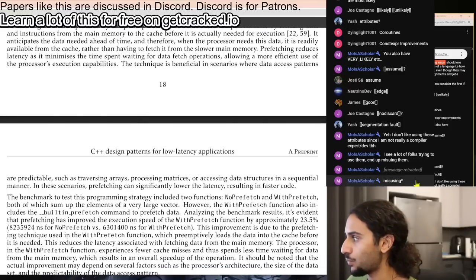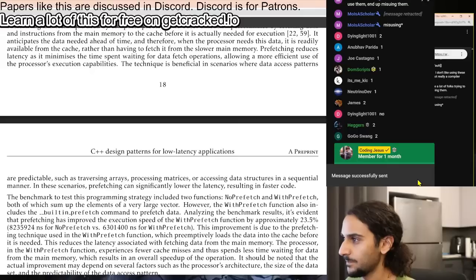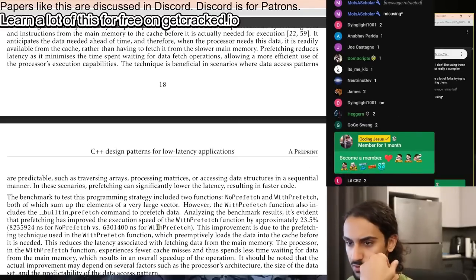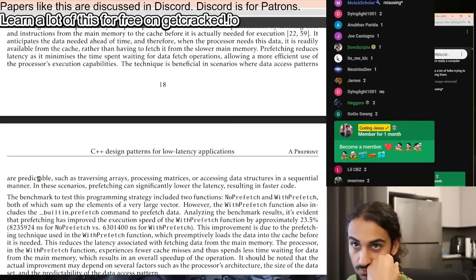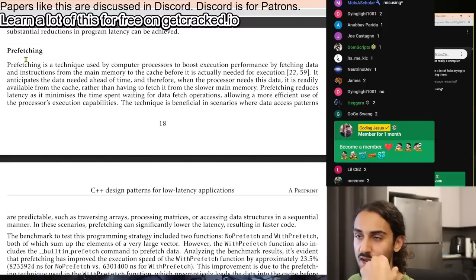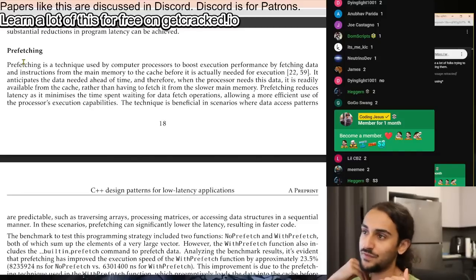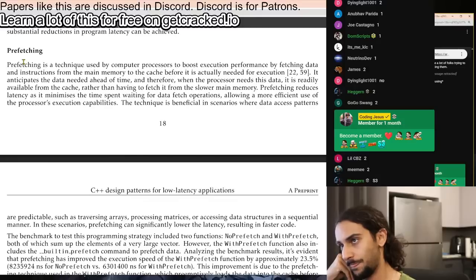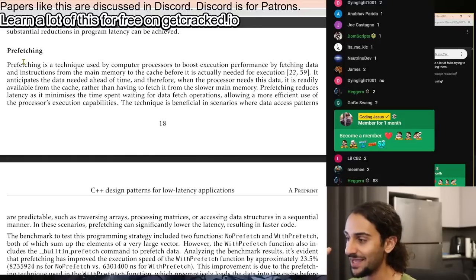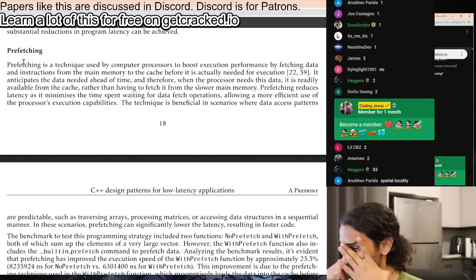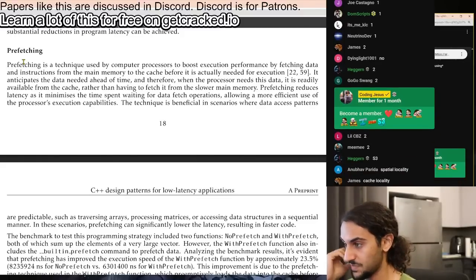1 in the chat if you know what prefetching is, 2 if you have no idea. Okay, this is really important too. Prefetching is a technique used by computer processors to boost execution performance by fetching data and instructions from the main memory to the cache before it's actually needed for execution. Why might it do that? What property of data is this prefetcher banking on? Spatial locality, that's right.